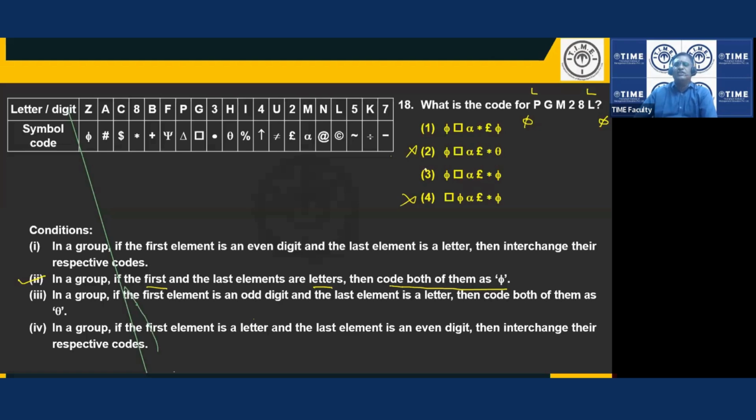Only 1 and 3. If you notice the first and third option combination, both have the same second element, square, both have the same third element, alpha, both star. The fourth element is different, star and pound symbol. So take the fourth element, 2. What is the code of 2 from the table? It is given as dollar symbol. Dollar symbol is the third option. Enough.